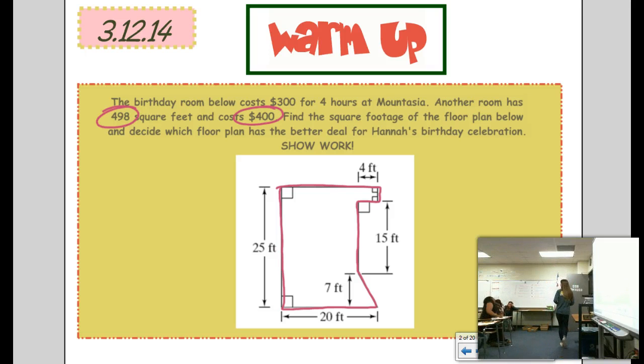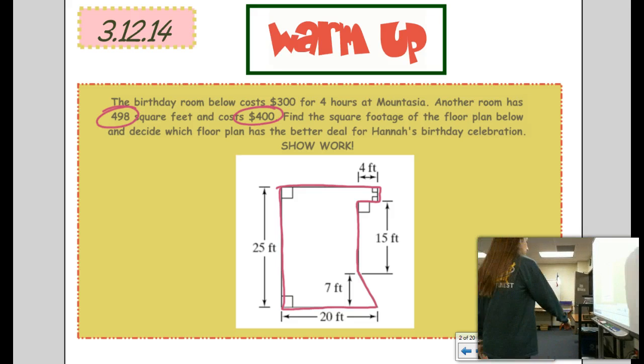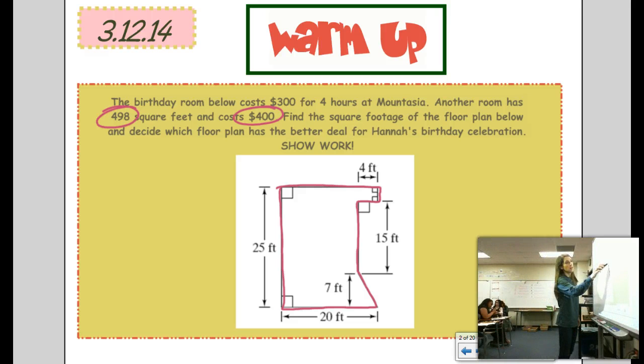So, how do you find the area of a rectangle? Length times width. So, let's divide this up into shapes that we know, because we know how to find the area of a rectangle. The height of that rectangle is 25. How far is it across? Don't say 20. 16. Very good.